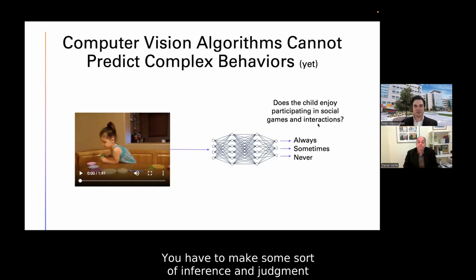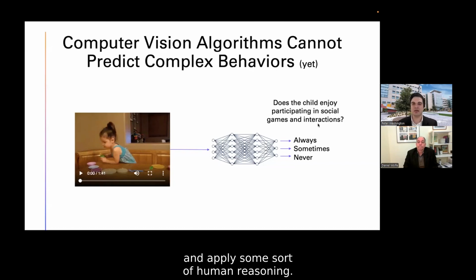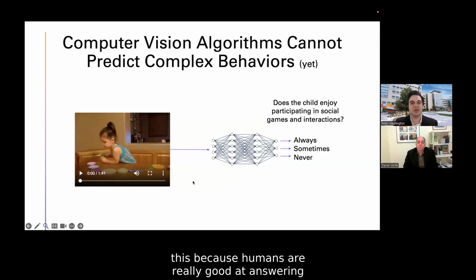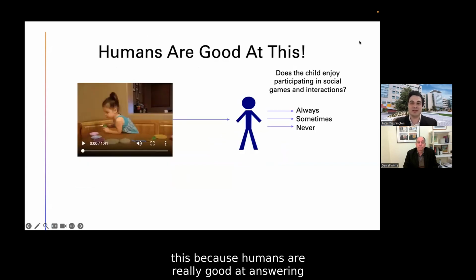You have to make some sort of inference and judgment and apply some sort of human reasoning. And right now, the LLMs don't do this. Now, I don't know, in 5 years, probably they will. So who knows, or maybe 10 years, but as of today, and maybe they won't, it's hard to know. But in the meantime, we need a way to have humans in the loop to essentially do this, because humans are really good at answering these questions.